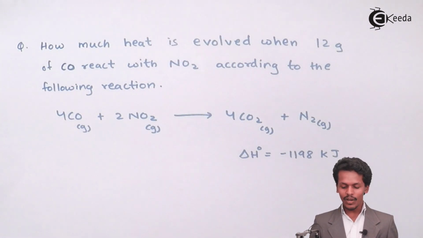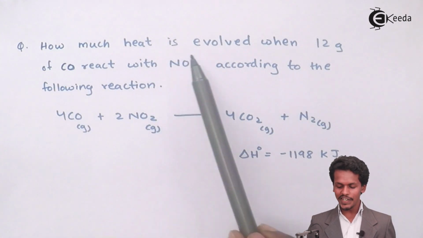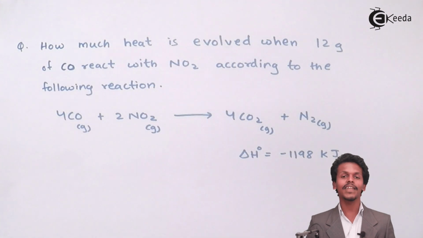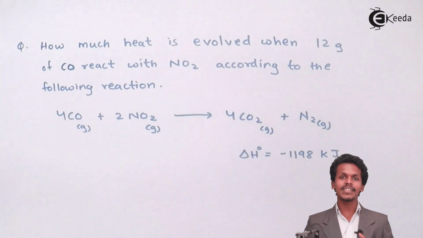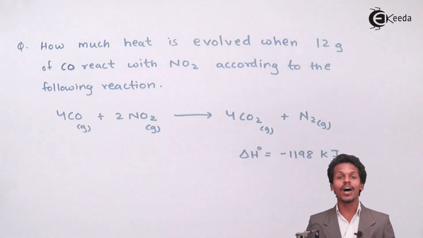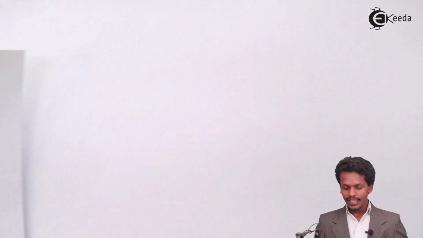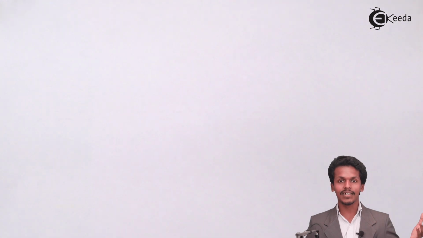So how could we calculate how much heat is evolved when 12 gram of carbon monoxide is used? This is a numerical which is based on stoichiometry actually. It would be very easy to solve, but let us see how we can get this answer. So the first thing we should know is the reactant itself. In the reactant, 4 moles of carbon monoxide is being used.